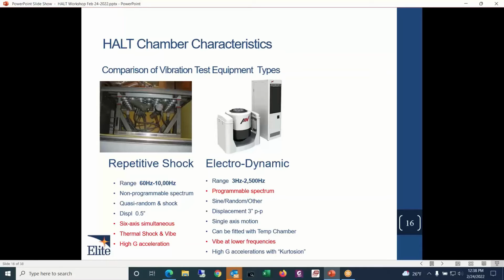We would recommend both as a pre-screening tool for a couple of different reasons. Certainly with HALT, we like the fact that it provides the 6-axis simultaneous vibe, that you can combine a very severe thermal shock with vibration, and you get the high G accelerations. We think that's a pretty effective tool. But one of the downsides of HALT is that you have this non-programmable spectrum. You get the random vibe that you get from HALT. You can't really change it too much.